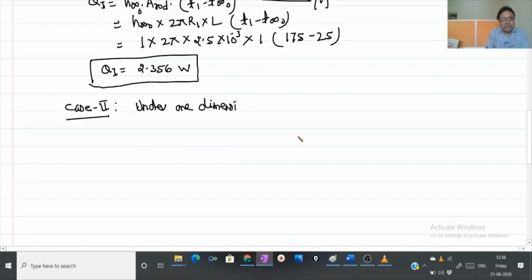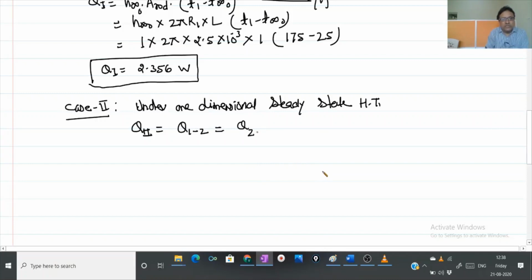So once again, under one-dimensional steady state heat transfer, the rate of heat transfer from the copper rod to the surrounding will be equal to the rate of heat transfer from the copper rod to the outer surface of the insulating material, which will be equal to the rate of heat transfer from the outer surface of the cylinder to the surrounding fluid. Let us write down the expression for these rates of heat transfer in terms of temperature differences.